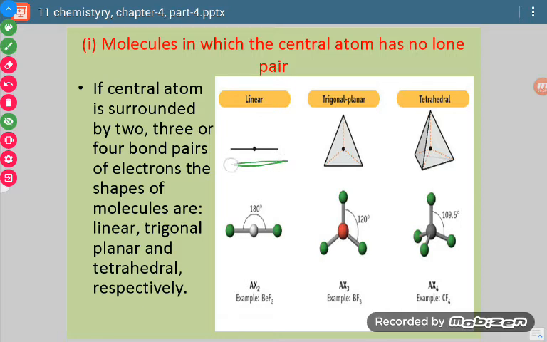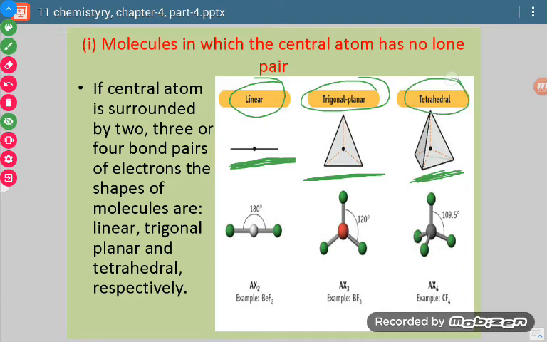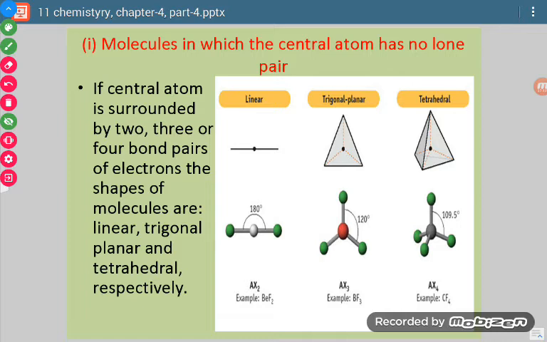So it is only possible when they are arranged in this fashion, which is called linear geometry. When there are 3, then they must be placed in this manner, which is called trigonal planar. And when there are 4, then they should be arranged in space in tetrahedral fashion. If they are arranged in linear fashion, then there is a bond angle of 180 degrees. When they are arranged in trigonal planar form, the bond angle is 120 degrees, and when they are arranged in tetrahedral form, the bond angle is 109.5 degrees.